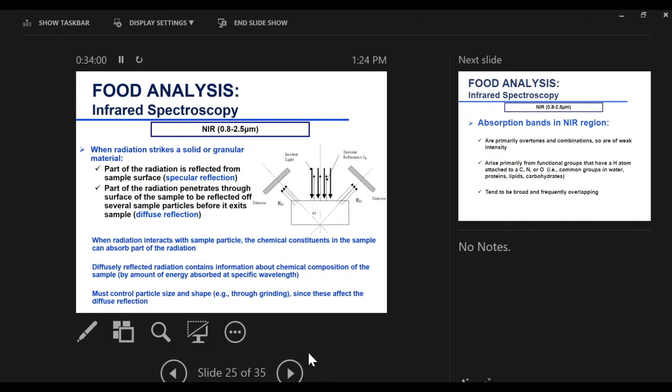Some of that light or electromagnetic wave gets reflected, but there is no detector there because the light that is reflected has no chemical signature of your sample. However, the remainder of the light that does not get reflected goes in and interacts with the different molecules, and the different molecules absorb some of that energy.